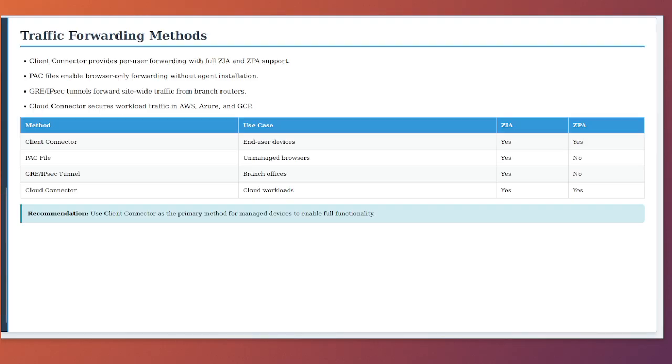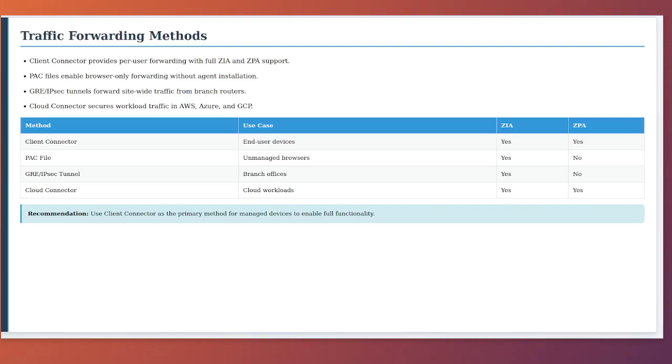Client Connector supports both ZIA and ZPA traffic and provides the richest set of features including device posture checking and ZDX monitoring. PAC files, or proxy auto-configuration files, provide browser-based traffic forwarding without requiring an agent. The PAC file contains JavaScript logic that tells the browser which proxy to use for different destinations. PAC files are useful for unmanaged devices or as a fallback when Client Connector cannot be deployed. However, they only forward browser traffic and do not support ZPA or non-browser applications.